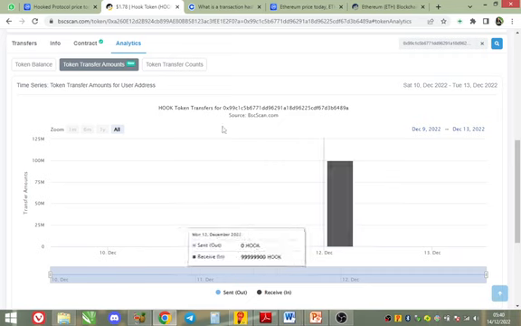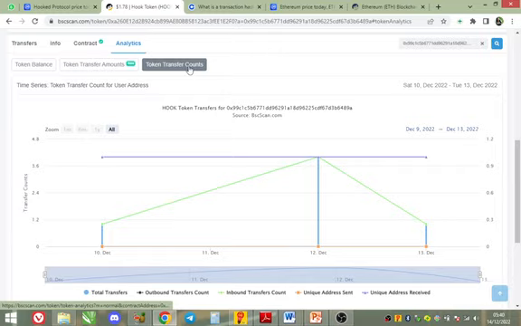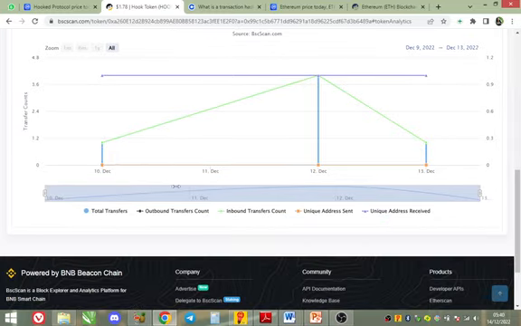Now, you can be tracking this particular contract address to know when a big whale is selling. We actually discuss that in another section. Now this is token transfer, this is token transfer count, just like exactly what I explained to you and all of that.